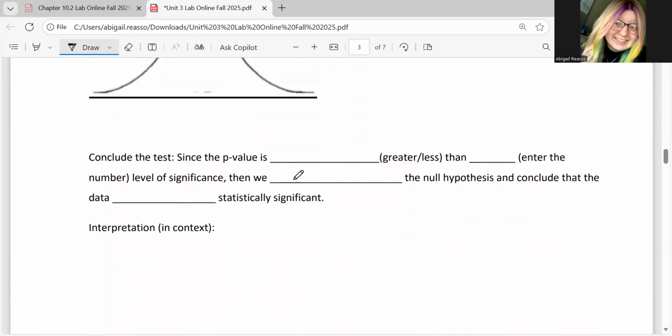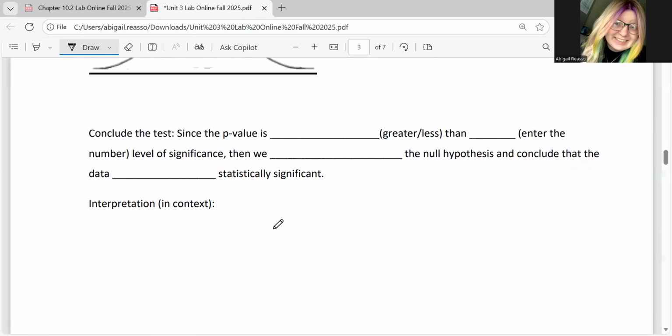And then are we rejecting the null hypothesis or are we failing to reject the null hypothesis? And given that, is our data statistically significant or not, right? So either our data are statistically significant or our data are not statistically significant. And then from our conclusion, what is our interpretation? At our level of significance, what are we seeing?